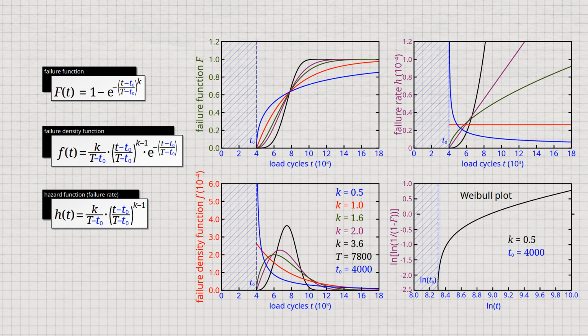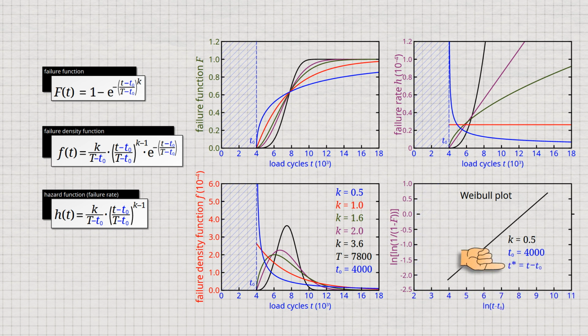To determine the shape and scale parameter, the time must first be transformed using the failure-free time as indicated. In this way, a straight line is obtained again. The slope again corresponds to the Weibull modulus, and from the y-intercept the scale parameter can be determined. In contrast to the formula already derived, the formula for determining the scale parameter must be extended by the failure-free time in this case.